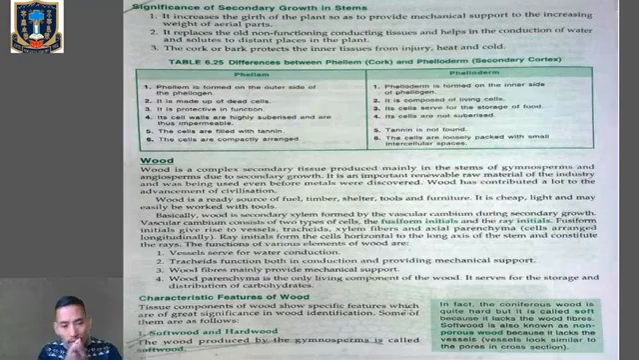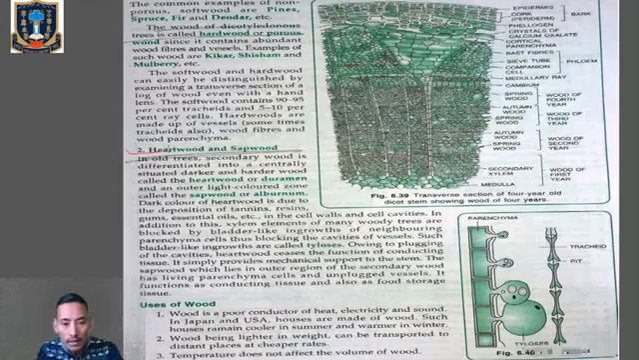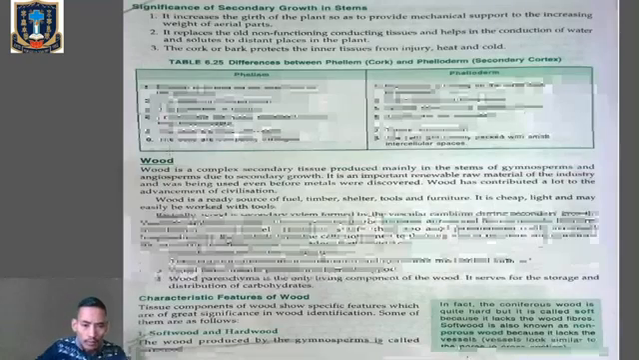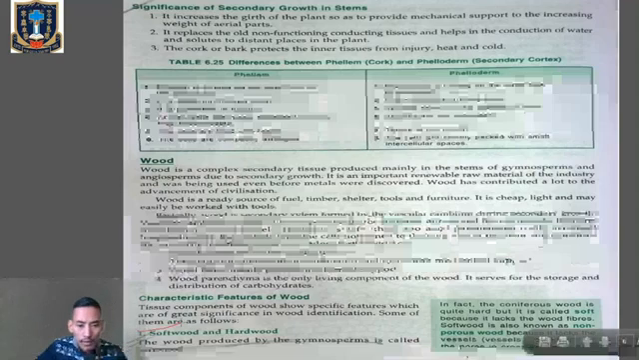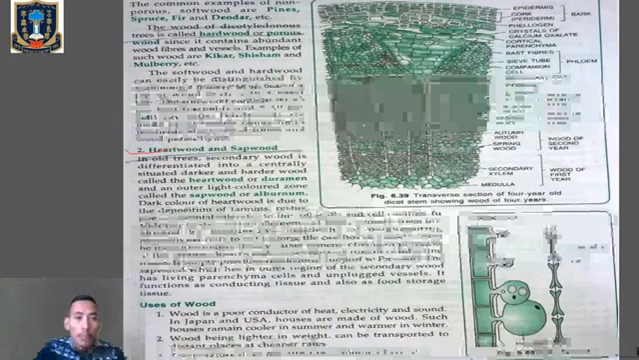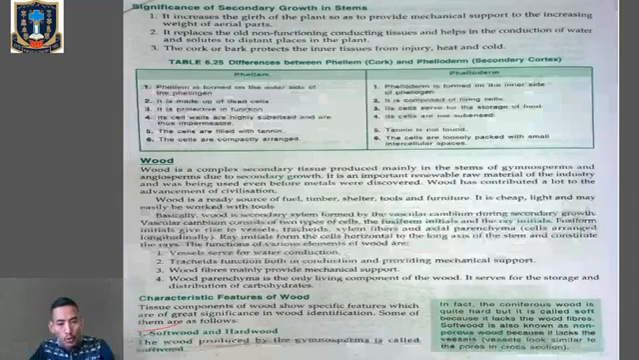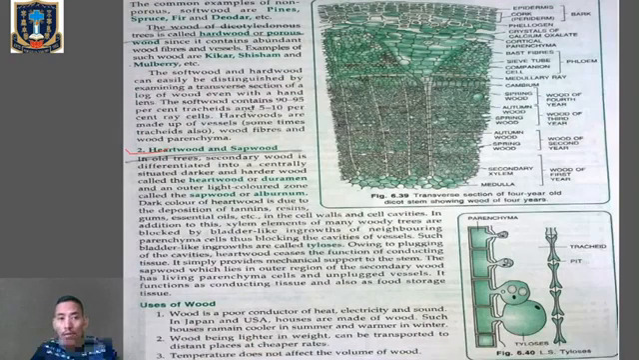Now the next topic in our syllabus is the difference between the heartwood and the sapwood. But before that, just for your information, what do softwood and hardwood mean? The wood which is produced by the gymnosperms is called softwood, and the wood of the dicotyledonous trees is called the hardwood or the porous wood. So the wood produced by the gymnosperms is called the softwood, and that produced by the dicotyledonous trees is called the hardwood.